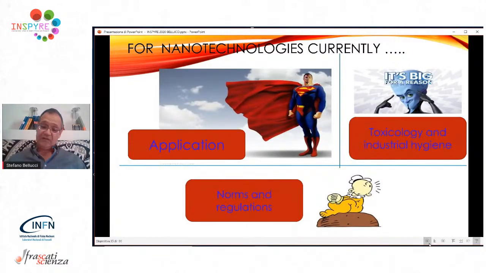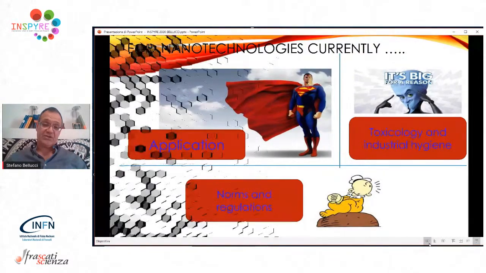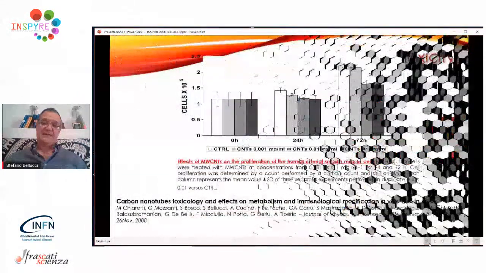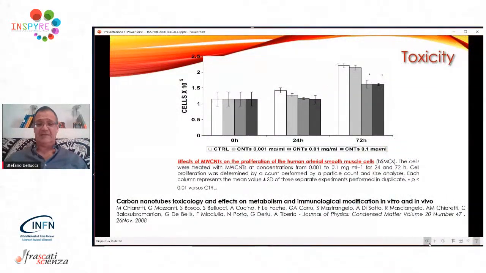But on the other hand, we need to have in mind toxicological prescriptions and industrial hygiene strategies, and that requires the introduction of norms and regulations that have been already studied and are currently studied in the highest political instances. Okay, here you see examples of our studies in 2008, for instance, on toxicity.